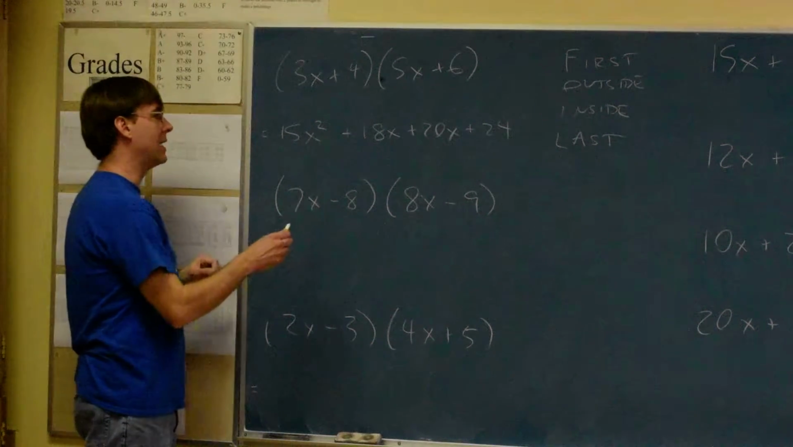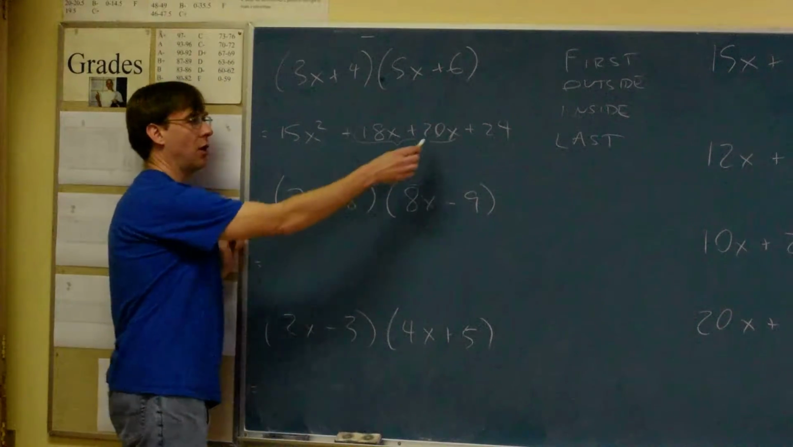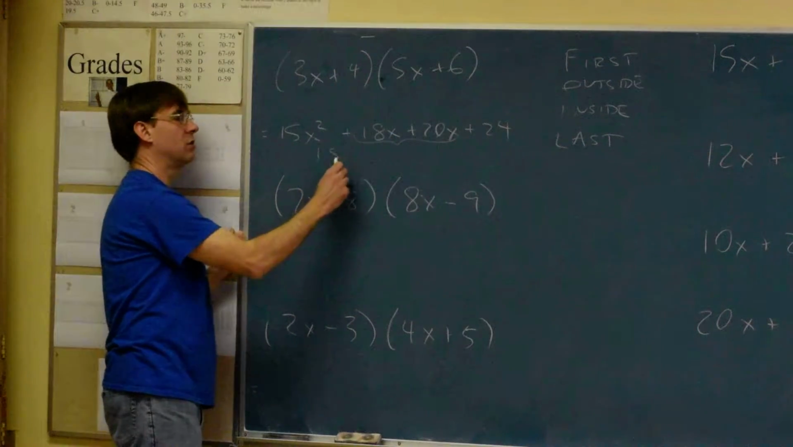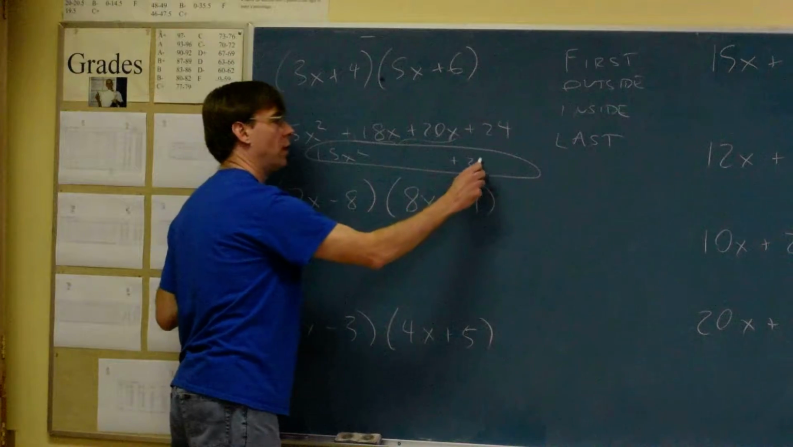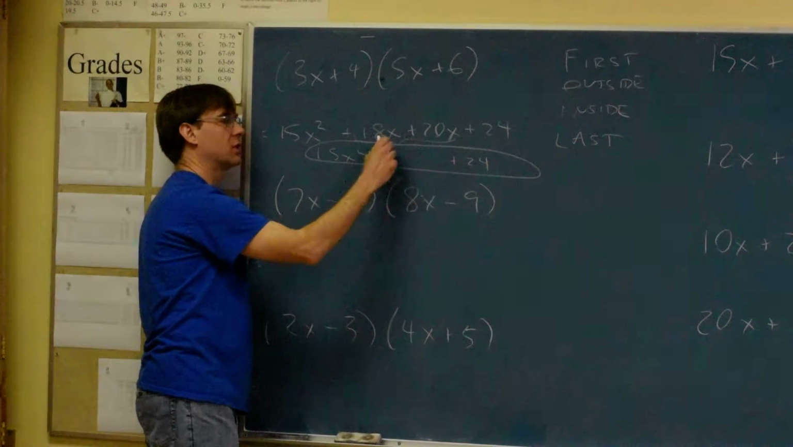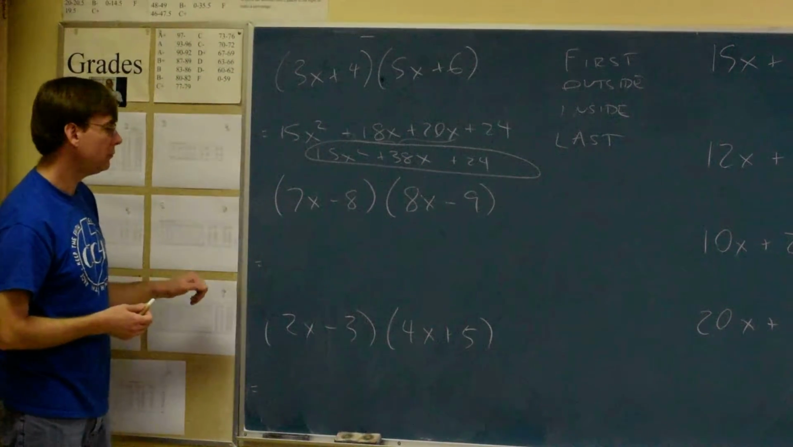The only way I can make this a little bit better is that these two items are like terms. They have the same variables, and we've done those other days. So 15x squared is a keeper. The plus 24 is a keeper. But these two, I want to add those coefficients together to get a 38x, and then we're good.